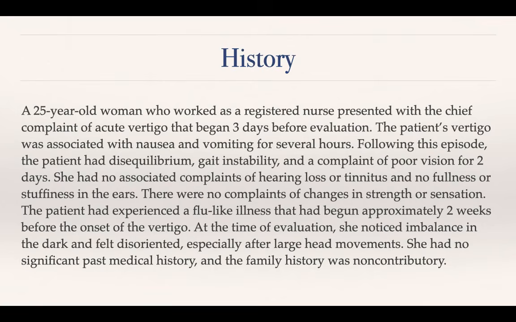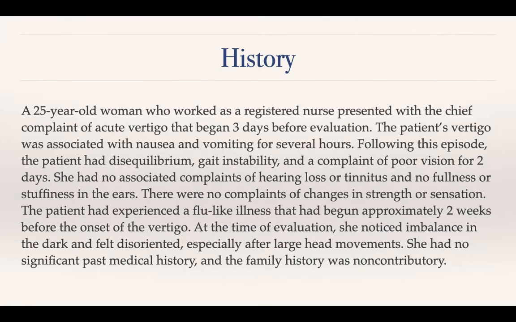A 25-year-old woman who worked as a registered nurse presented with the chief complaint of acute vertigo that began 3 days before evaluation. The patient's vertigo was associated with nausea and vomiting for several hours. Following this episode, the patient had disequilibrium, gait instability, and a complaint of poor vision for 2 days. She had no associated complaints of hearing loss or tinnitus and no fullness or stuffiness in the ear. There were no complaints of changes in strength or sensation.